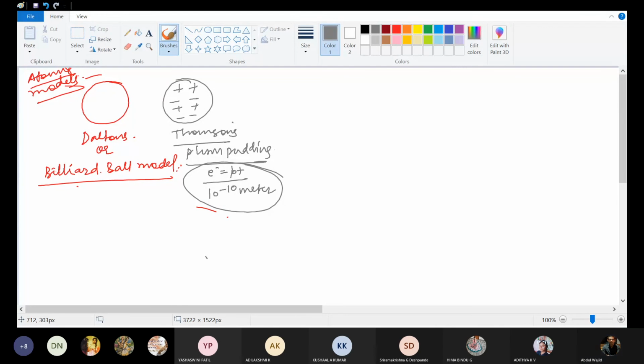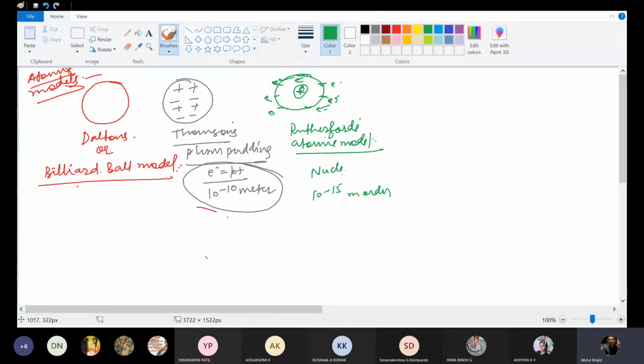Is this okay? Now see the next one. This is Rutherford's atomic model. Here the plus is the nucleus and these are electrons. Here the nucleus was discovered, and the diameter of the nucleus is of the order of 10 to the power minus 15 meter. This was the outcome of Rutherford's atomic model.